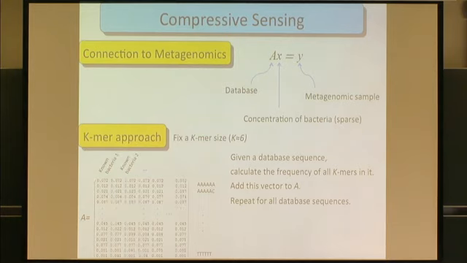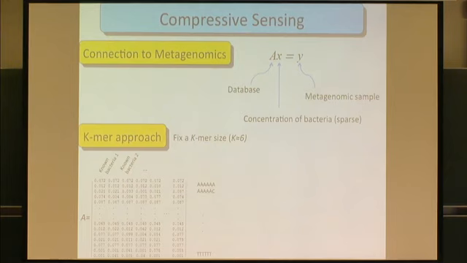And you're going to form up this matrix where the columns are indexed by sequences and the rows are indexed by your Kmers. And note that the sum of each one of these columns is going to equal 1 because we're talking about Kmer frequencies. Okay, so now we know how to form A.